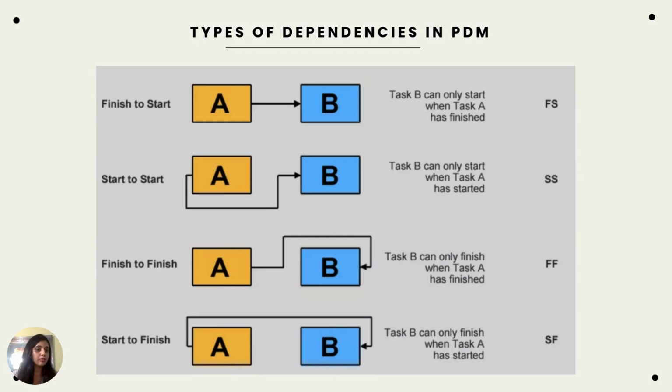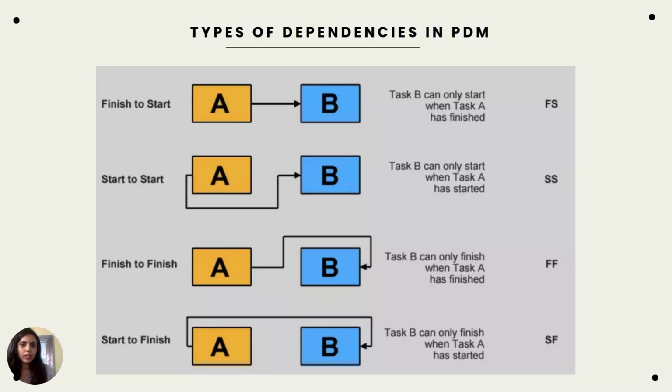That was finish to start. A must finish for B to start. Now start to start. Task A must start for task B to start. It is dependent on A's starting point. Finish to finish is nothing but task A needs to be finished before B gets finished. You can do A and B tasks parallelly, but A needs to finish in order to have task B finished. And finally, start to finish. A needs to start for task B to finish.